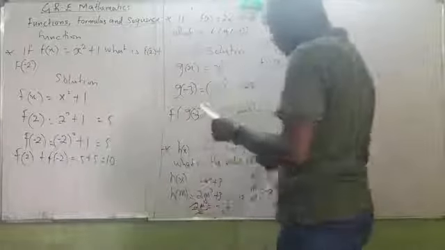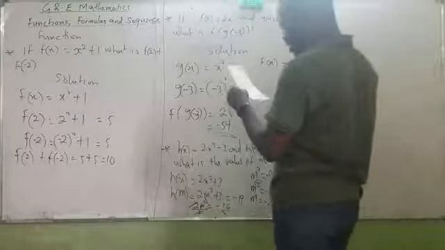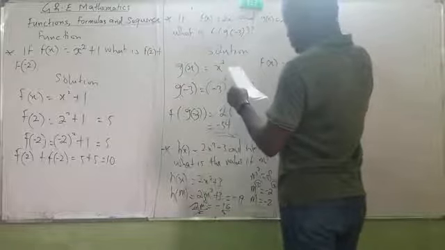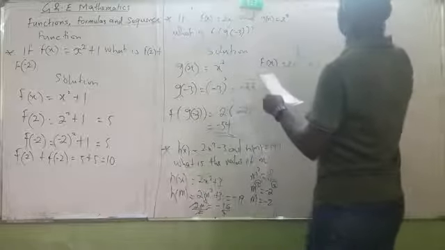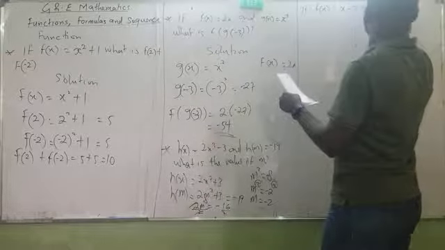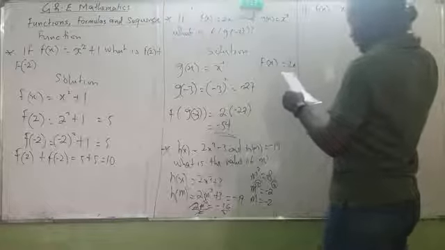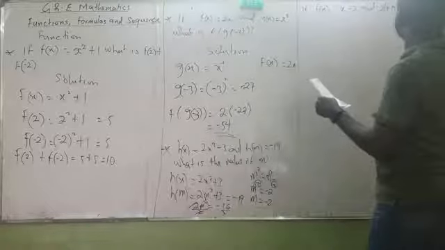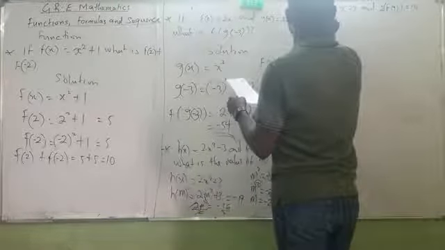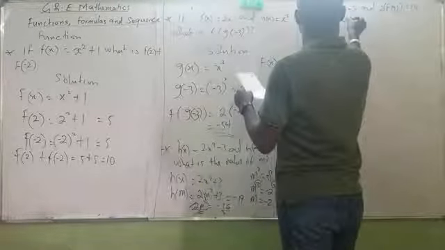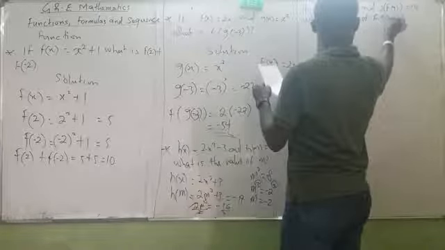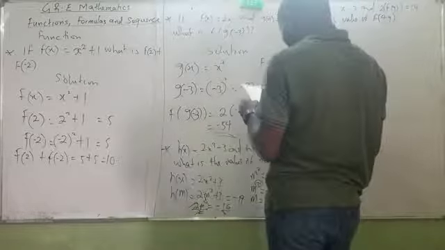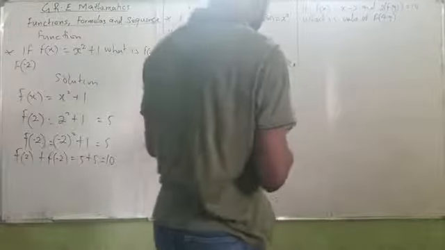My m equals minus 2. Now, the next thing I want to talk about: if f of x equals x minus 3, and f of g equals 14, what is the value of f of 4g? This is very funny. What is the value of f of 4g?